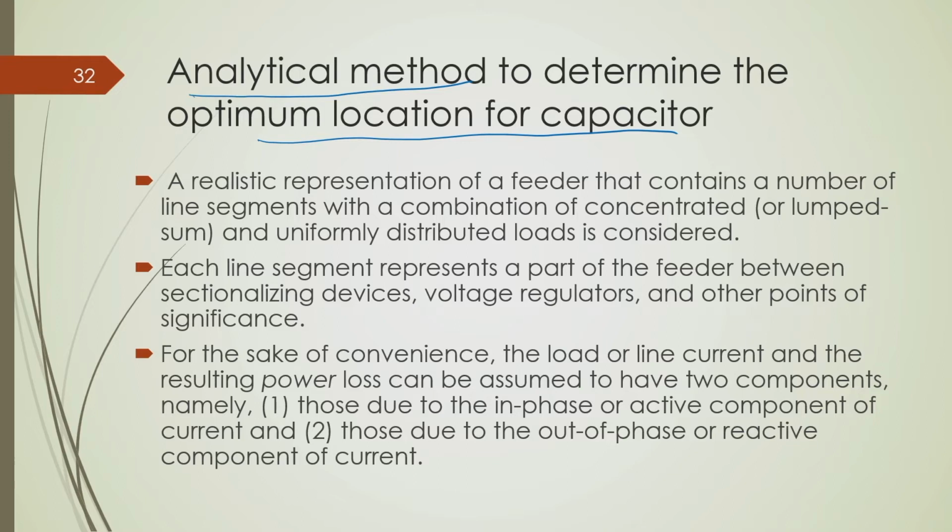Here, we consider a distribution feeder that contains a number of line segments, with a combination of lumped or concentrated loads and uniformly distributed loads. So we assume that some loads in a particular feeder are lumped, and some loads are uniformly distributed.